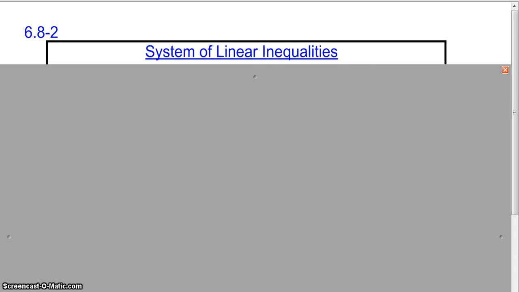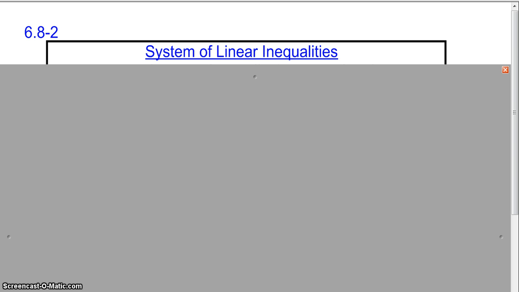Okay, so this is again Pre-Algebra Math 7. We're in Chapter 6, Section 8. This is the second day. Yesterday we graphed systems of linear equations. There's a video posted on the website if you weren't here. Today we're going to graph systems of linear inequalities. So it's even a little trickier.